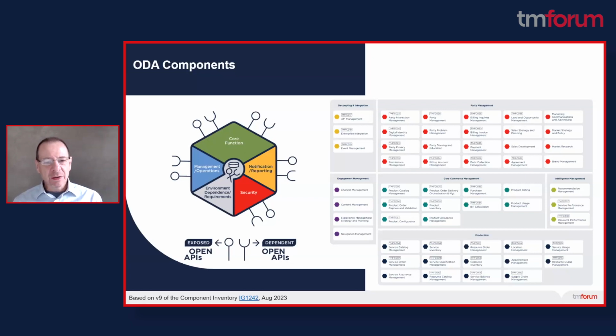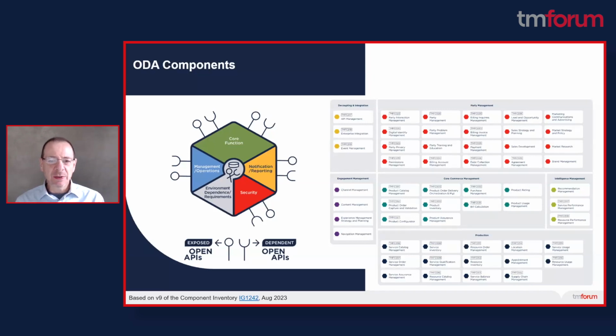So a central concept in ODA is the ODA component, which we represent by this hexagon. These are the Lego building blocks of a plug-and-play software architecture. And on the right, you see the map of ODA components. Each component has a core function represented by the green part of the hexagon there, the green rhombus at the top. So it might be billing invoice management or product catalog management, or it could be a resource inventory component. And those core functions are exposed through open APIs defined in TM Forum's API project.